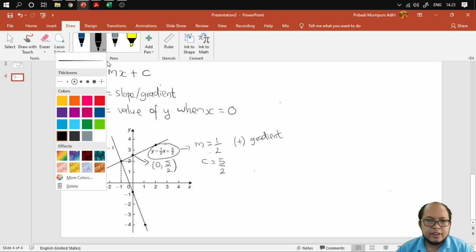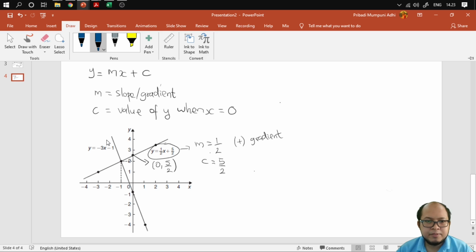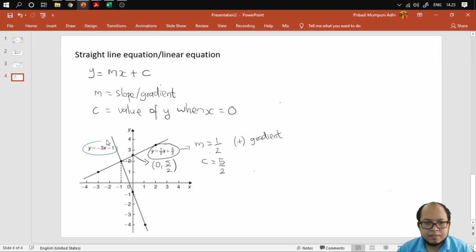However, if we have another one here, this gradient, the m will be equal to -3, and this point will be (0, -1) because we have the c equal to -1. And this has the negative gradient.